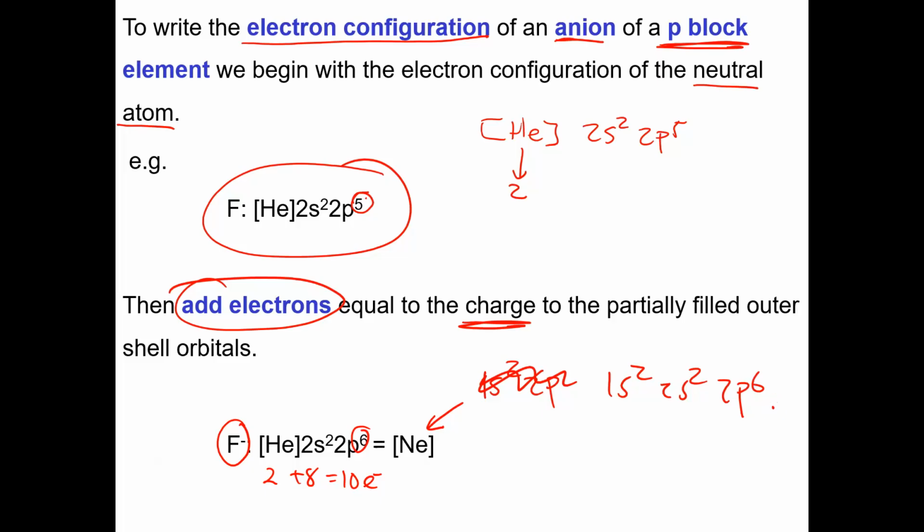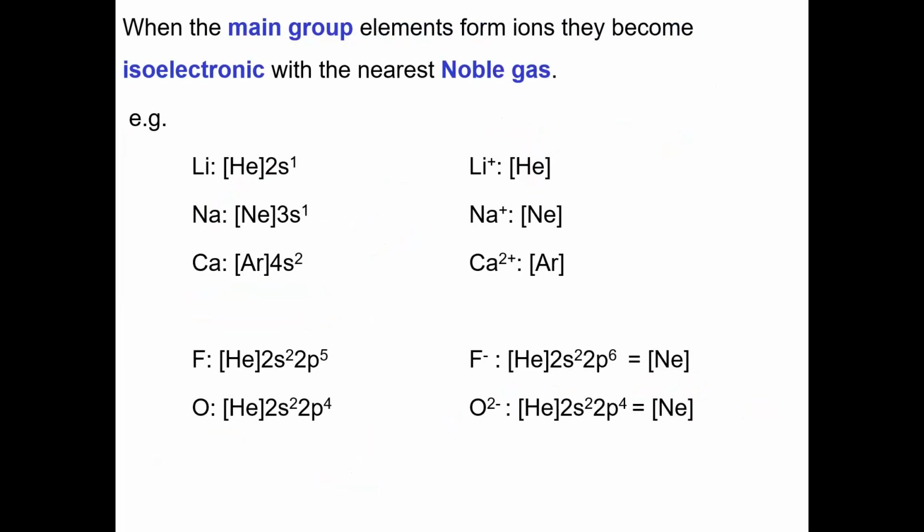So what you can see is whether an s block metal is forming a cation or a p block non-metal is forming an anion, we always end up with a noble gas configuration, which is kind of cool, and we learnt that in Chemistry 161. So let's summarize. When the main group elements, those in the A groups, form ions, they become isoelectronic, which means having the same electron configuration as their nearest noble gas.